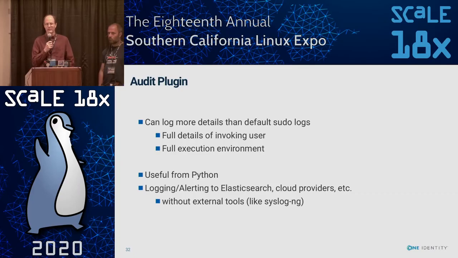So one interesting thing about the audit plugin is that it gets a lot more details than the default Sudo logs have. The default Sudo logs that go to syslog pretty much just have the host, the user that ran the command, what user it ran as, the terminal, and their current working directory, and that's about it. But the audit plugin actually has the full details of both the invoking user and how the command is going to be run, because it has all the information that Sudo uses to actually create that execution environment. So the UID, all the groups, the environment, things like that, as well as information about the user that ran it, things like the user's original environment, the process ID, the parent process ID, session ID. So whether you find that interesting or not, it is available to the audit plugin.